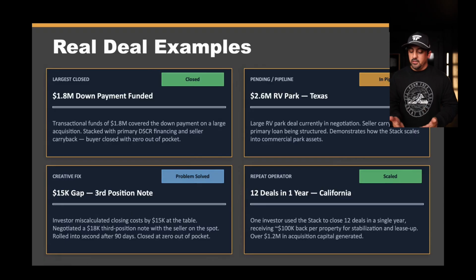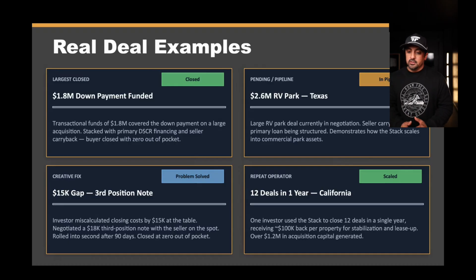Problem solved. This is kind of a funny one for me, but it goes to show the right operators have the best communication. What happened is the operator on this one, the buyer, calculated the closing costs a little off, and he was about $15,000 short. Knowing and understanding the stack method structure, he just went back and asked the seller to carry back more money, and he did. And obviously, we already had the second lien position ready to go, so we had to put him in third, but he is third position to his own second position.